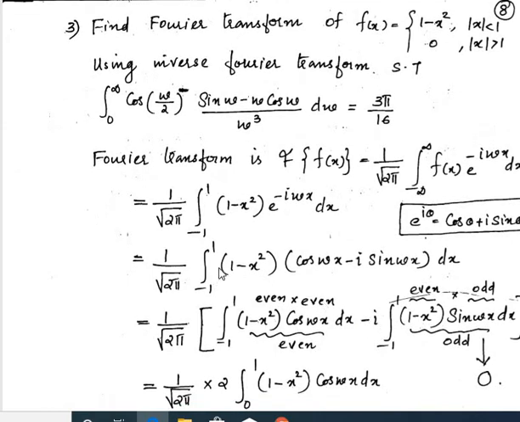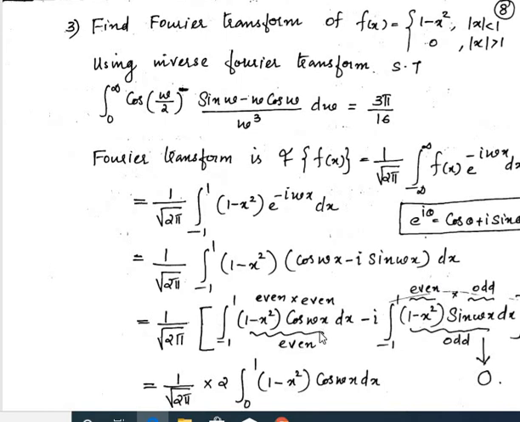Since the limit is minus 1 to plus 1, we can apply the property of the integral: if the function inside is even, the integral is 2 times the integral from 0 to the upper value, and if the function inside is odd, the integral value is equal to 0. For that we separate it into two terms, that is integral of 1 minus x square into cos omega x dx minus i into integral of 1 minus x square into sin omega x dx.